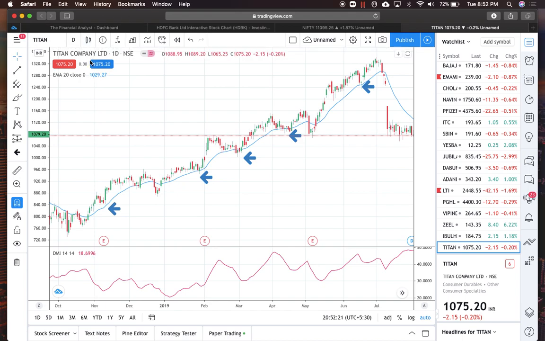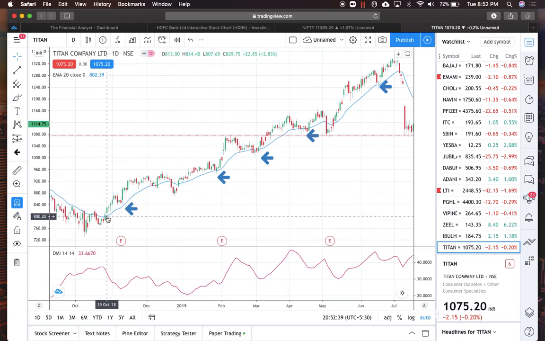This is on the charts of Titan on the daily time frame. So a lot of people ask me, can I use this concept on swing trading or long-term trading? You can. Titan on the 1 day time frame, great company. Rules are the same, 20 EMA. Number one, you want an ADX above 30. So in this example, we can see price is retracing back to the 20 EMA.